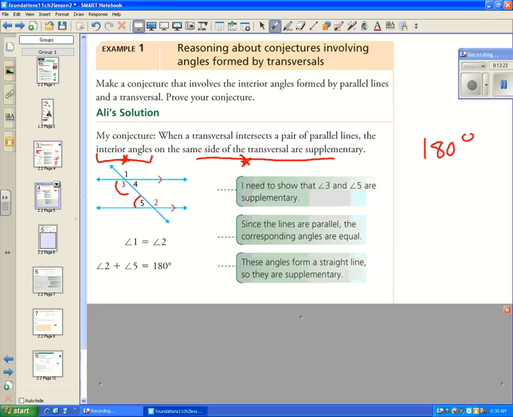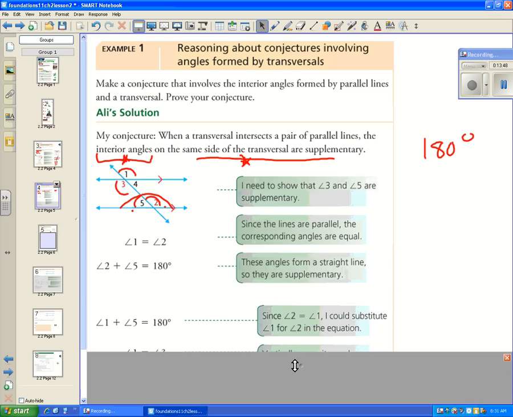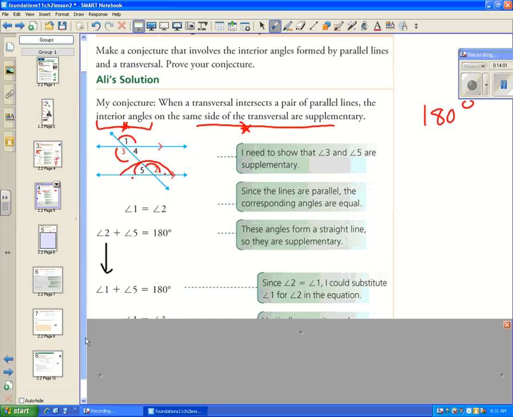Since the lines are parallel, the corresponding angles are equal. So angle 1 equals angle 2. And these angles form a straight line, so they are supplementary. So 2 and 5 are on a straight line, so they have to equal 180. Since 2 equals 1, I could substitute 1 for 2 in the equation. So instead of 2, since it equals 1, she could easily substitute in there. So angle 1 plus angle 5 is equal to 180.